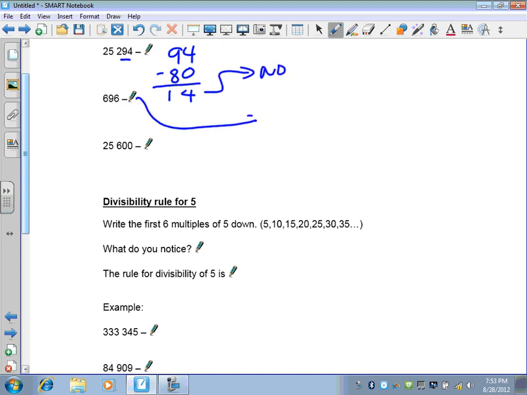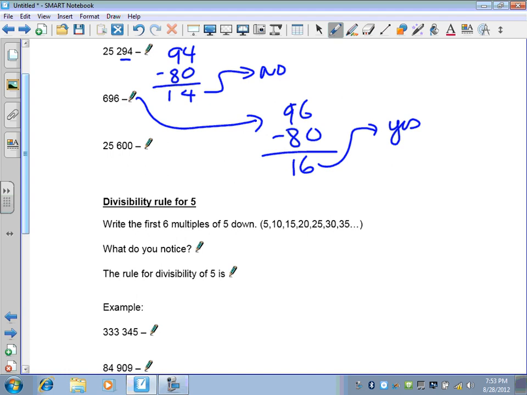Let's check the next one. 696. Take 80 away. That gives me 16. Is 16 in the 4 times tables? The answer to that is yes. So, in these 2 cases, the first one, because 14 was not divisible by 4 evenly, was not in the 4 times tables, 25,294 is not divisible by 4 evenly.